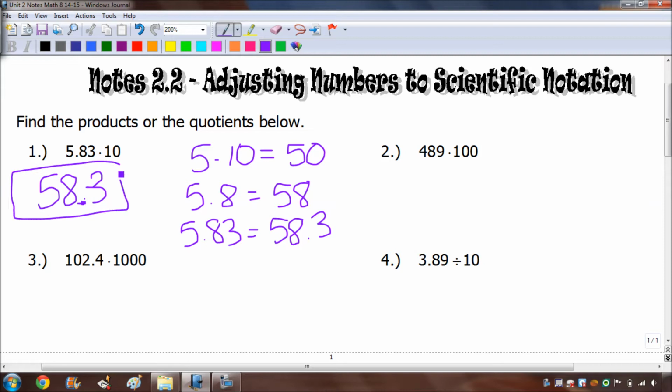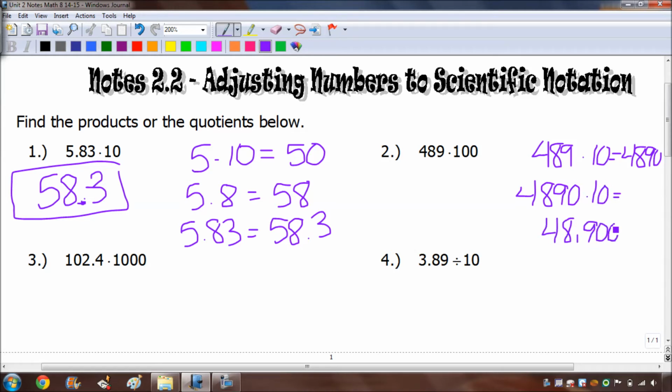Okay? All right, so in question number 2, if I were to take 489 and multiply that by 10, I would end up getting 4,890, right? And then if I were to take 4,890 and multiply that by 10, I would get 48,900. So my answer is 48,900, okay?